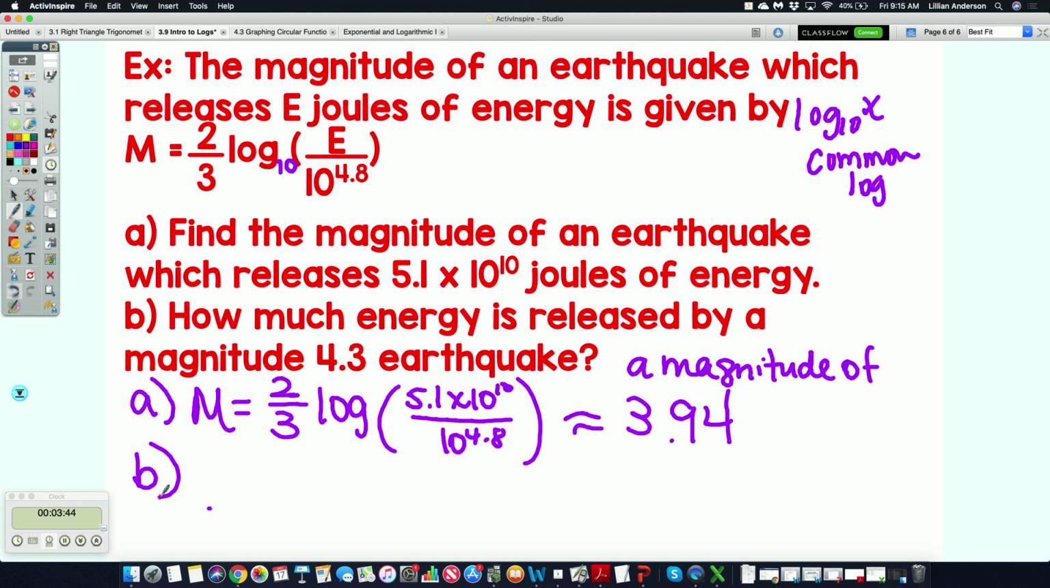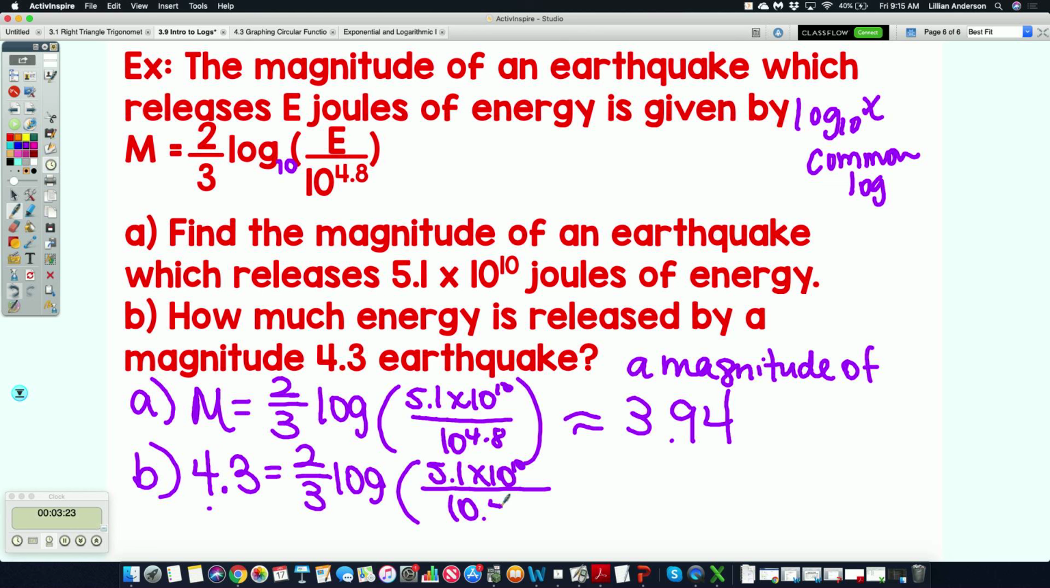We look at B. How much energy is released by a 4.3 magnitude earthquake? This time we're looking for what variable? We're looking for E, so we're going to plug in 4.3 for M, and then we are going to solve. Now, you're not responsible for knowing how to solve logarithms algebraically. However, if you do remember, you're more than welcome to use that. However, for this class and for this video, we're going to go into graphing.